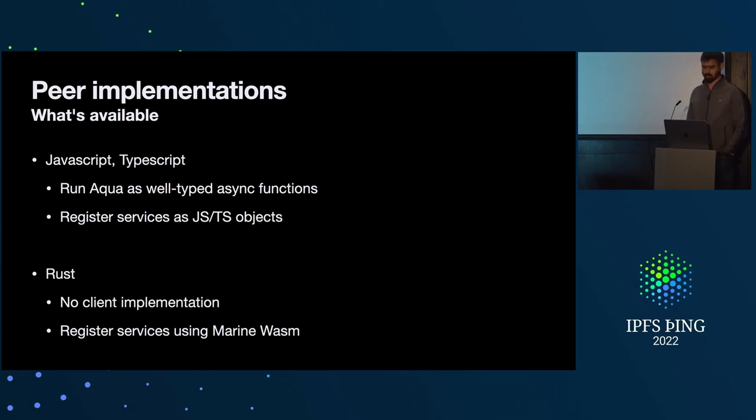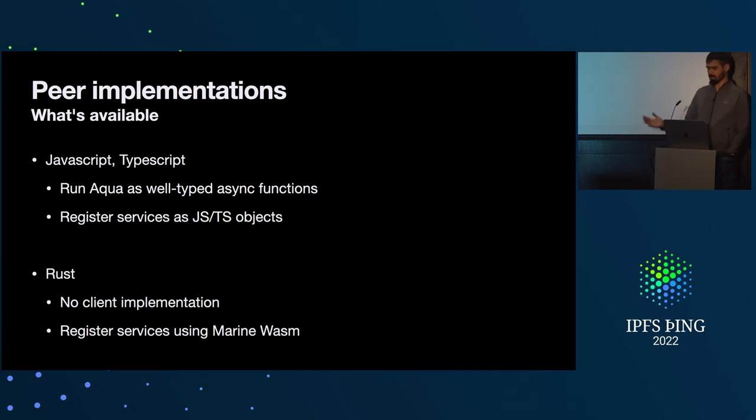And for JavaScript and TypeScript, Aqua workflows look like well-typed asynchronous functions. So you write code in Aqua, compile it, and this is just an async function with all the types, with a promise as the return value if you want it. If you want to provide some callbacks inside the function, you just use JavaScript callbacks. But actually, all of them are mapped to the service calls and so on. If you want to expose some code to a JavaScript peer, you just create a JavaScript or TypeScript object. You also have type definitions for that generated.